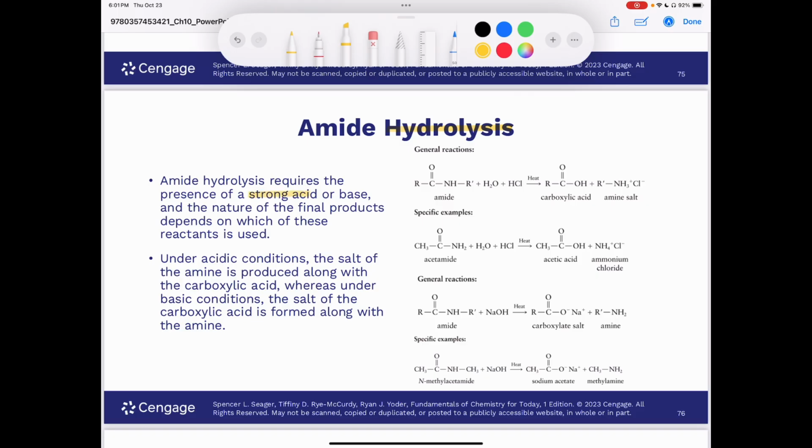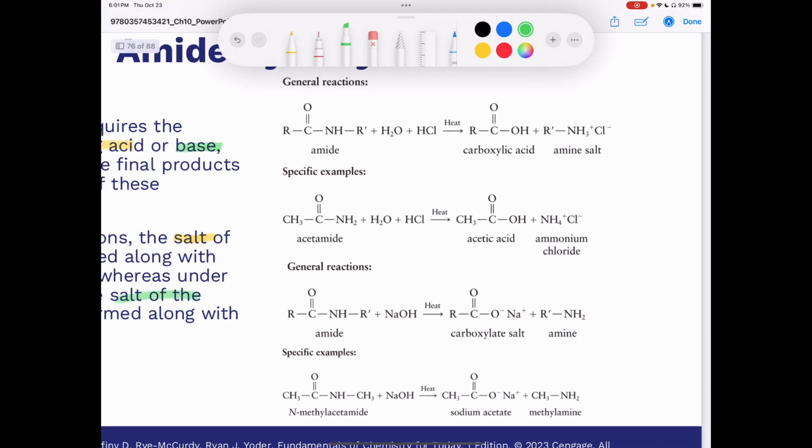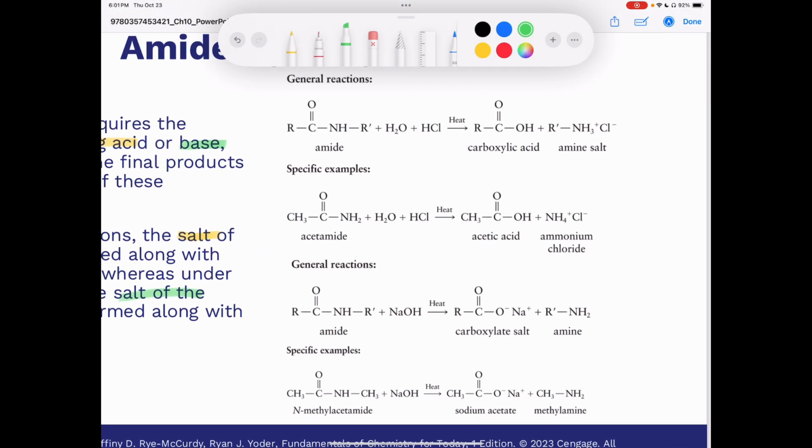So what that means is whether you decide to use strong acid or strong base, you're going to end up with slightly different products. And so what they're telling us here is that when you do amide hydrolysis under acidic conditions, you end up with the salt of the amine along with the carboxylic acid. Whereas when you do the hydrolysis under base conditions, you end up with the salt of the carboxylic acid and the amine. So here are some examples.